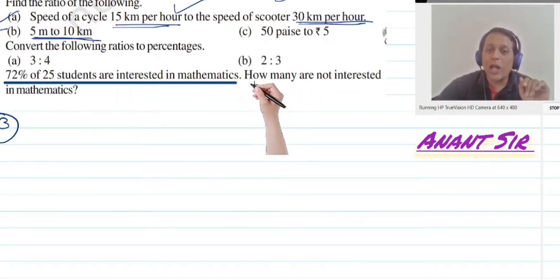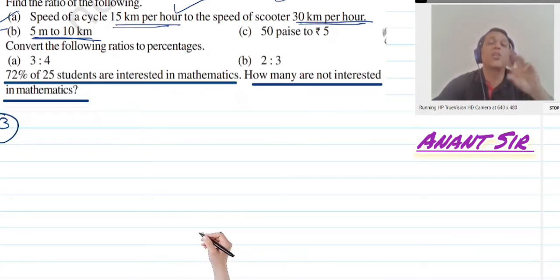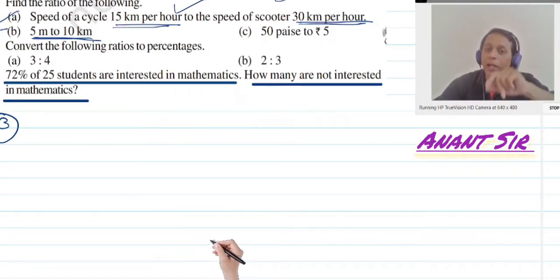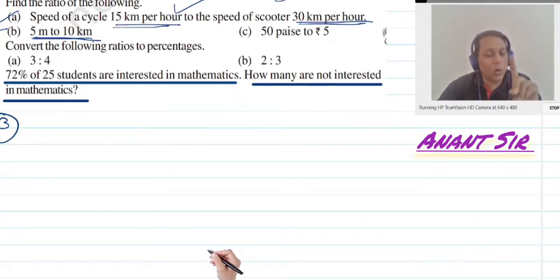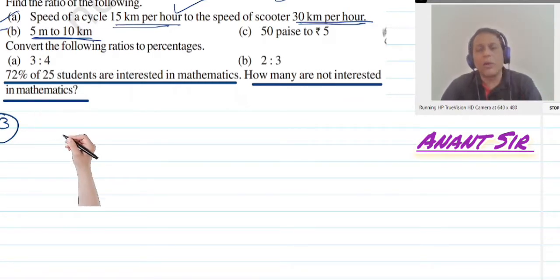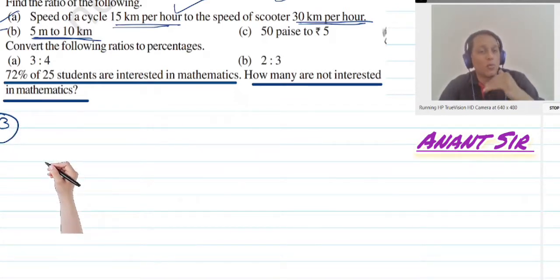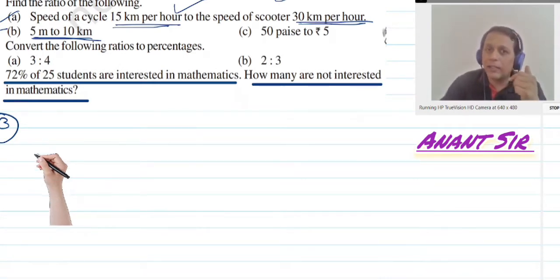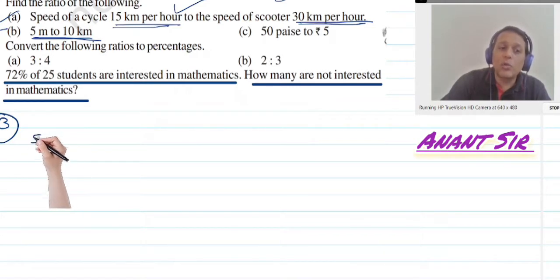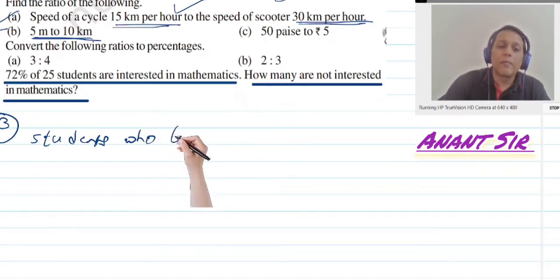Okay. So what is the question? How many are not interested in math? They are not asking us the percentage. Okay. They are asking us the number. How many are not interested? They did not say how much percent of the students don't like maths. They are not asking it like that. Okay. They want the number. So it's very easy. You can again solve it by different methods. You can just find the number of students who are interested in math. They have given 72% of the 25 students like math, right? So I'm going to find the students who like math.